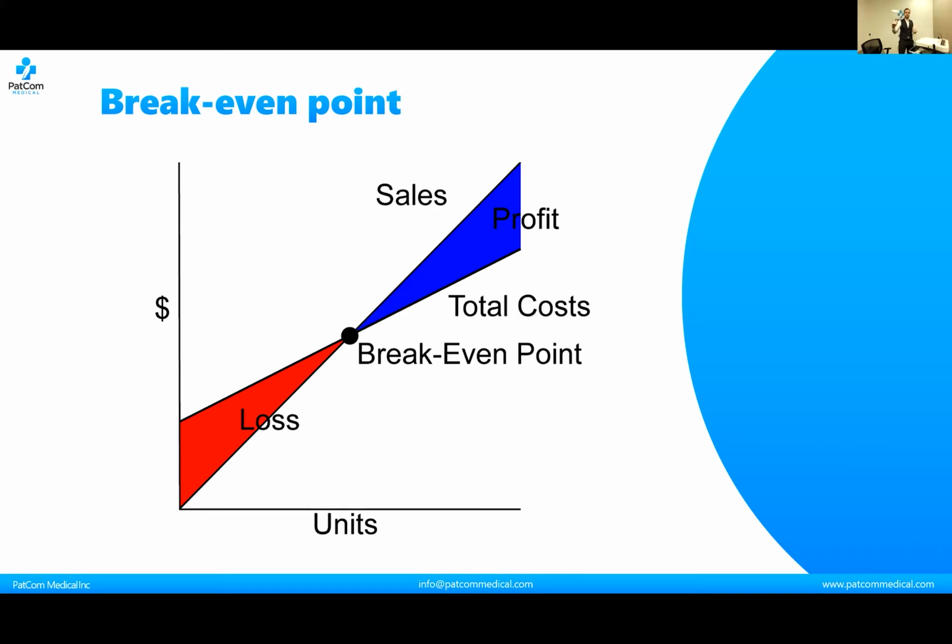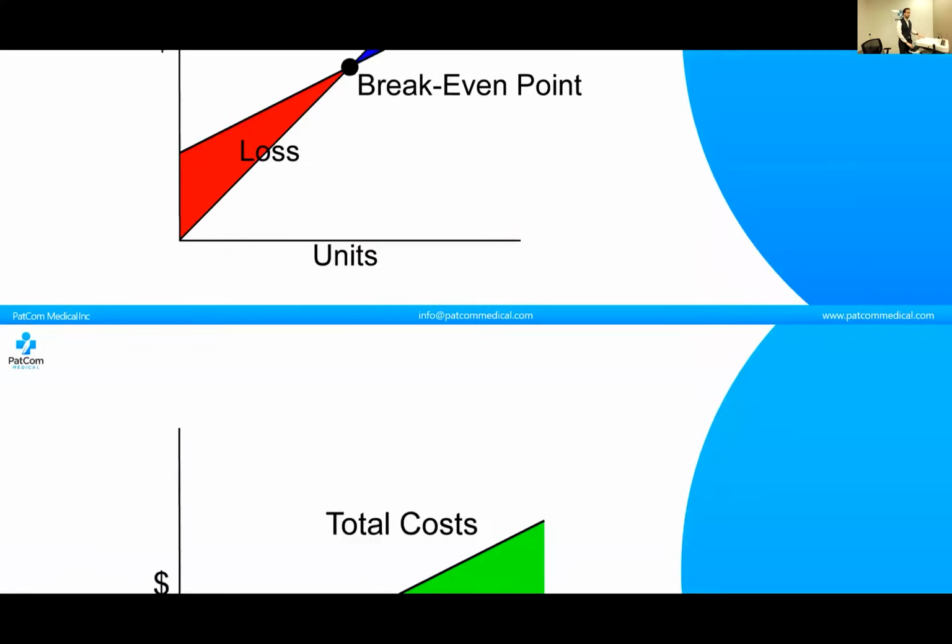Before you hit that break-even point, it is a loss that you're facing. And you have to get to that break-even to have everything paid for and then start that positive return on investment. And that's the goal. And this is what the tool is for, to tell you when do you reach that break-even point.